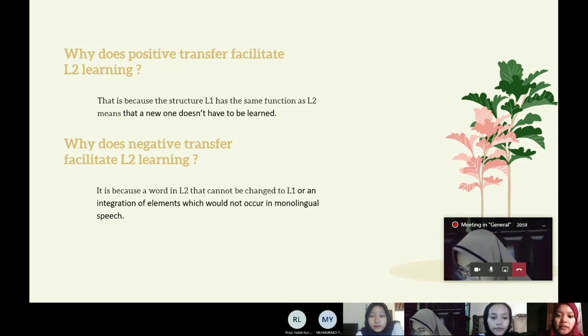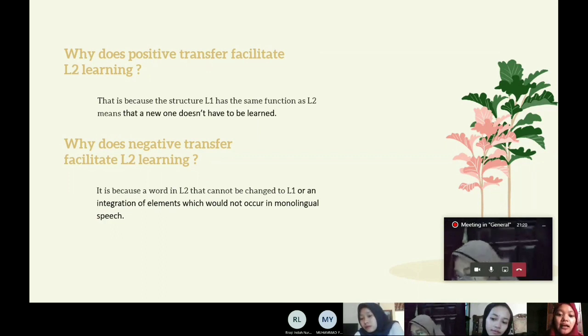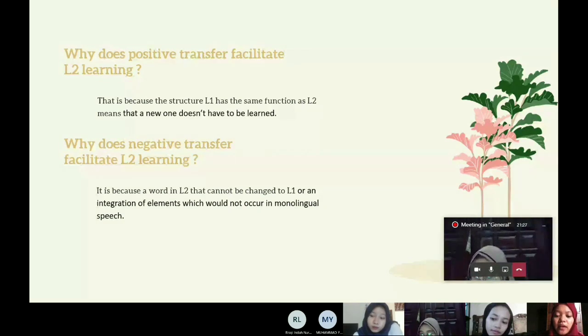And why does negative transfer facilitate L2 learning? It is because a word in L2 cannot be changed to L1, or an integration of elements which would not occur in monolingual speech. For example, latah in Indonesian, if we change it to English, it would be a long sentence. That is a nervous condition characterized by erratic, involuntary, imitative behavior, often pornographic or socially disapproved.